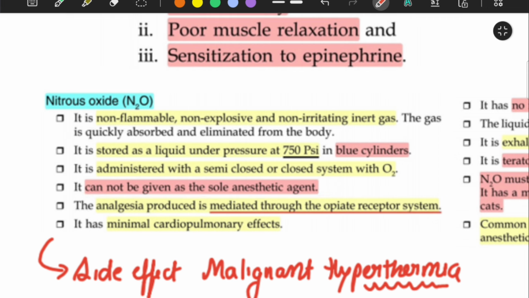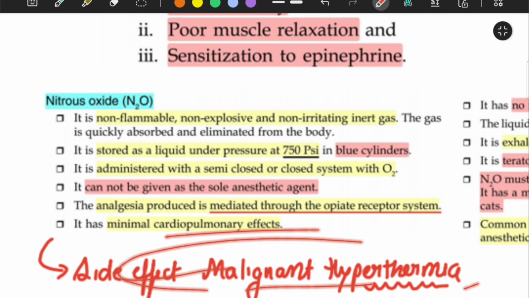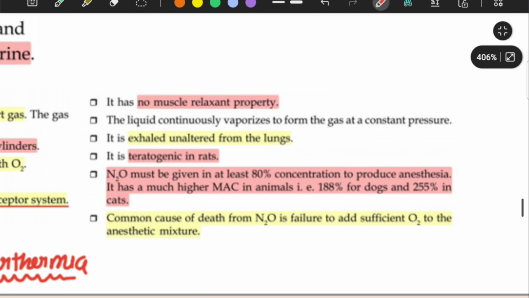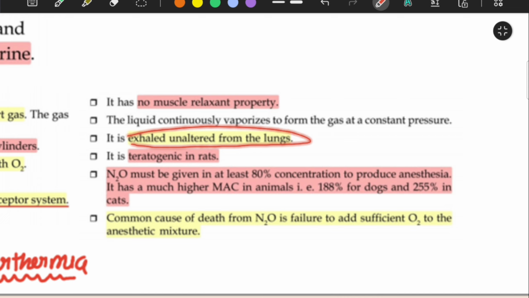Remember that too. The analgesia produced is mediated through the opioid receptors. Just remember that the analgesia produced by nitrous oxide is due to the opiate receptors. Minimal cardiopulmonary side effect is seen, but the side effect which is there is malignant hyperthermia. No muscle relaxation property is there with N2O, and it is teratogenic and exhaled unaltered from the lung. N2O must be given at least 80% concentration to produce anesthesia.